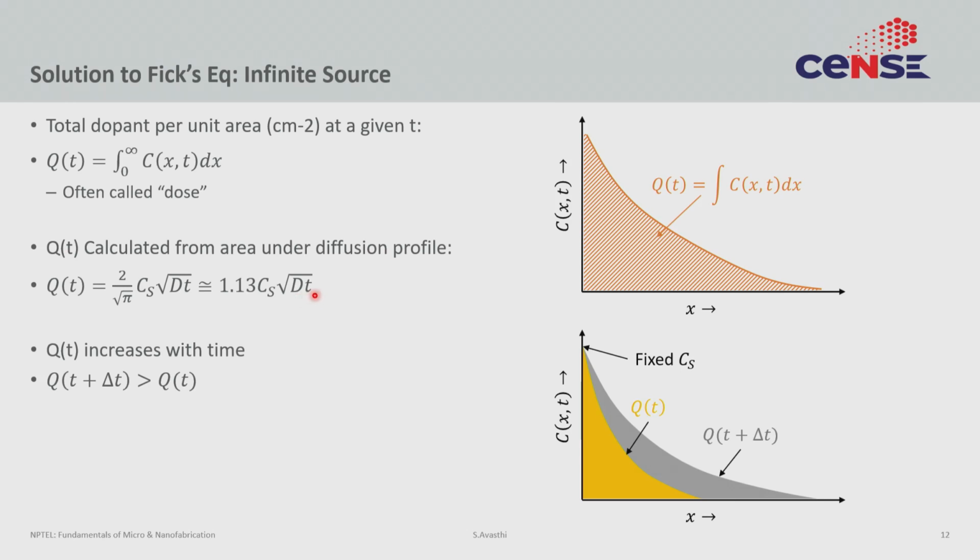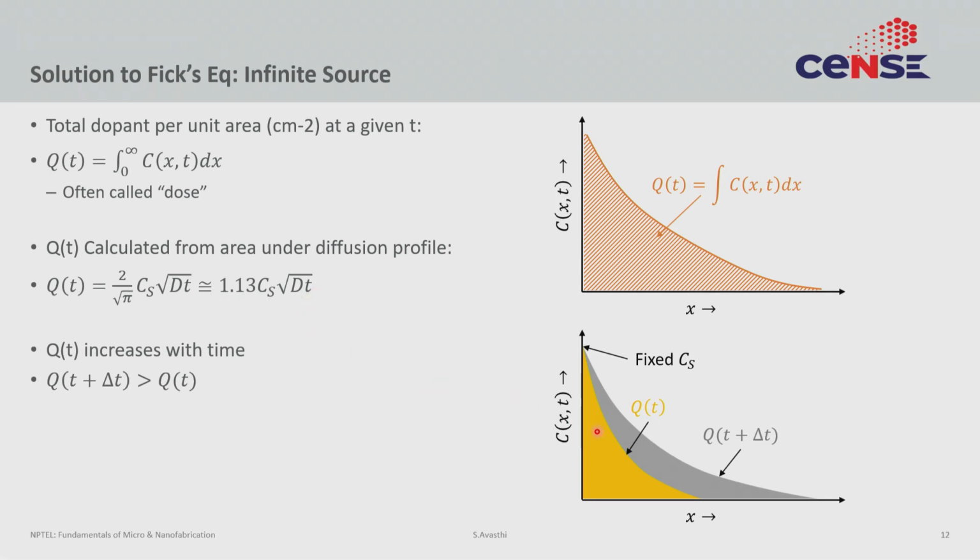But both D and time have a square root dependence, which means they are sublinear. In order to increase the number of dopants that have gone in by 10, you need to increase the time 100x. So, at some point it becomes practically impossible. That is why diffusion is only useful to create a certain thickness of doped region. It cannot create arbitrarily thick dopant regions.